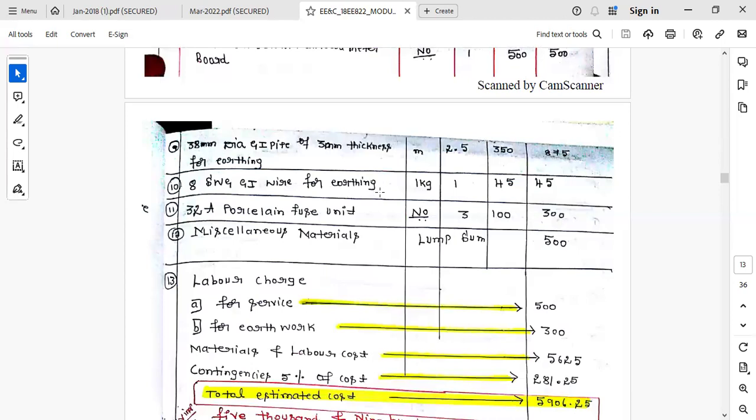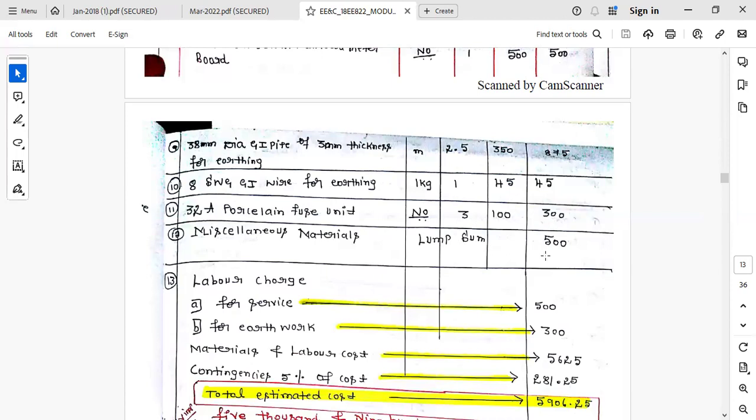8 SWG GI wire for earthing, 1 kg we required. 1 kg is the unit. 1 kg is 45 rupees. Total 45 rupees. 32 ampere porcelain fuse unit, numbers 3, 100 rupees per unit. So 3 into 100, that is nothing but 300.